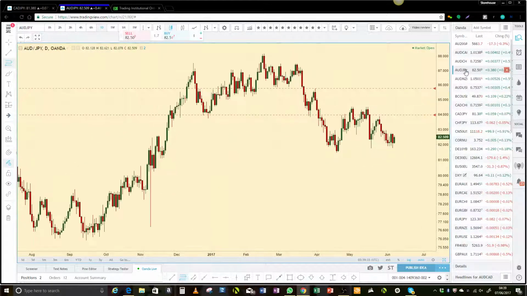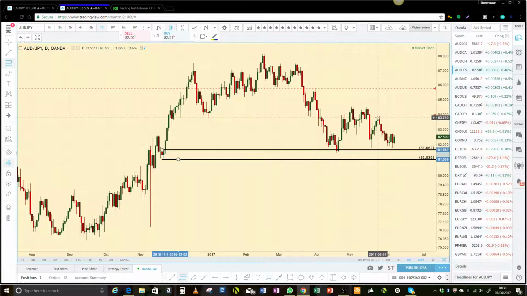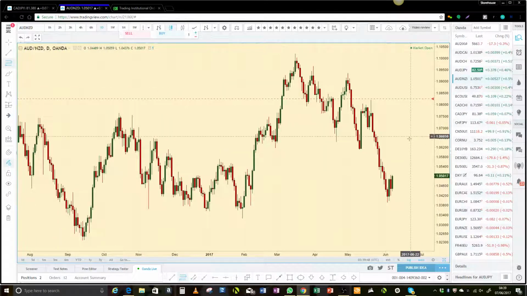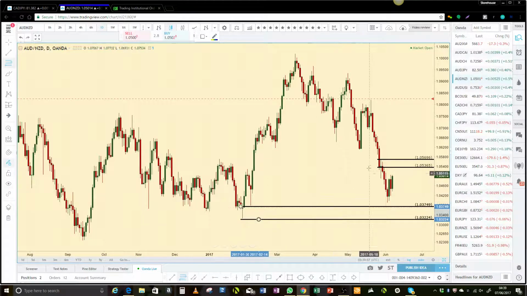Let's look at the Aussie yen. Again, nothing of interest. We're still working off of that. The supply above, it's that one. So we're still not really in anything of interest over there. The Aussie New Zealand, there's a little bit of supply there. It's not ideal, and we have a little bit of demand there. So for day trading opportunities, it's probably getting interesting now. We'll see how that plays out.